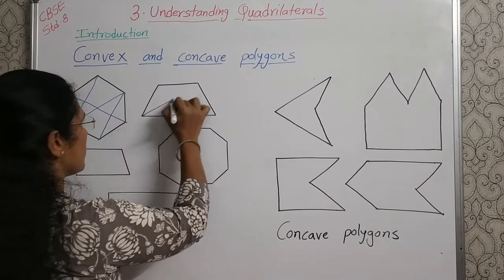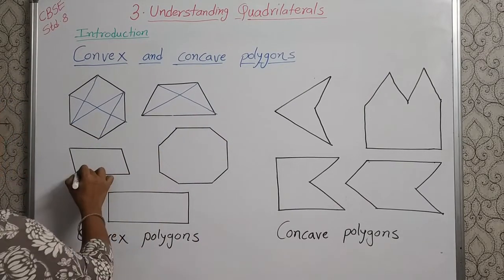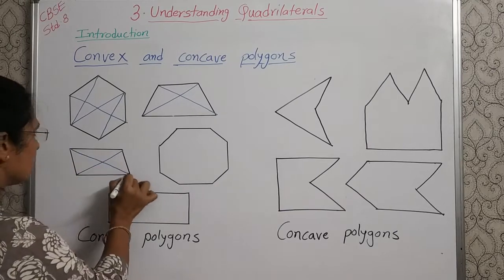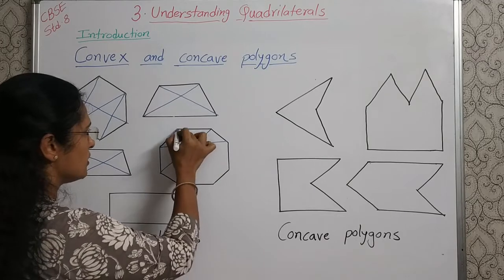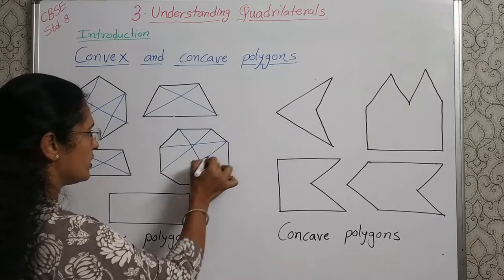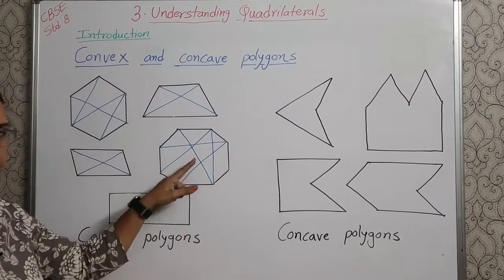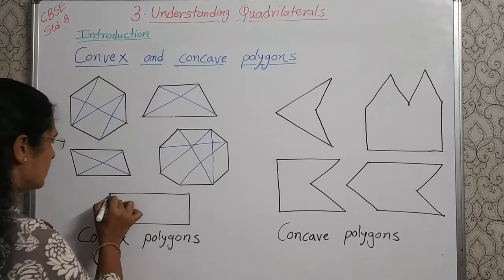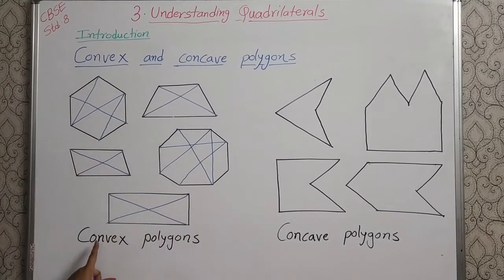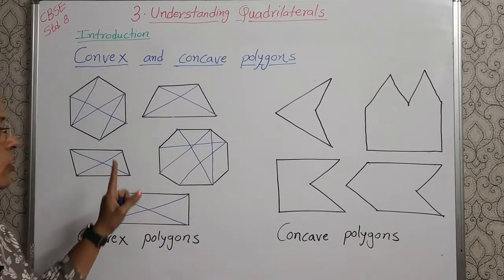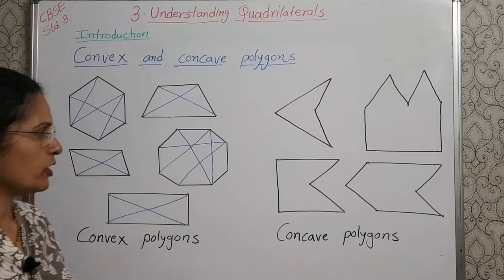Same here, if you draw the diagonals, these are in the interior of the polygon. Same here, diagonals are in the interior of the polygon. Here also, if you draw the diagonals, these are in the interior of the polygon. So many diagonals you can draw here, and these are in the interior of the polygon. Here also. So these are convex polygons because all their diagonals are in the interior of the polygon.